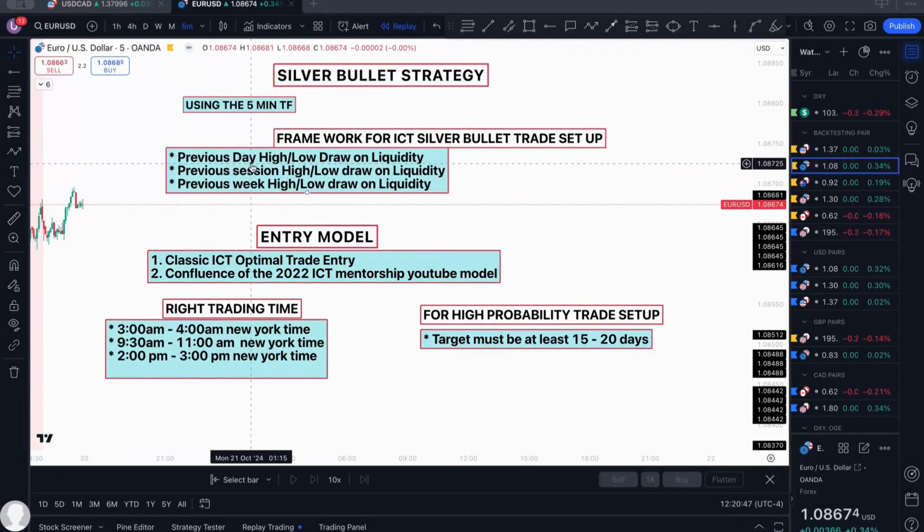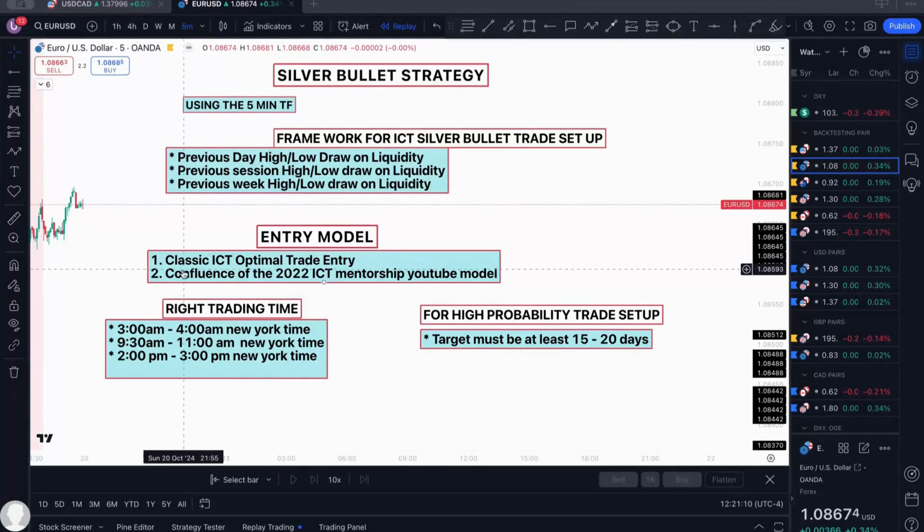When they say previous day high and low, you know how the previous day high and low is created. Higher high, higher low, previous day high and low. You know how it's created, right? And the previous session high and low, you know how it's created. Also the previous week high and low, you know how it's created, almost like higher high, higher low, higher high, higher low.